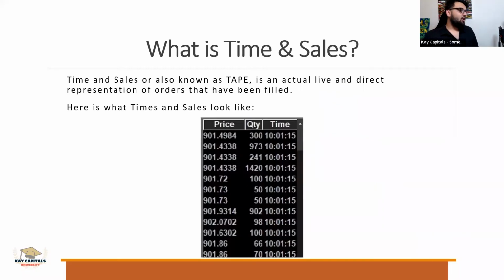Times and sales, also called tape, is actually a live and direct representation of orders that have been filled. So these are all the orders that have been filled. This is basically what times and sales will look like. Doesn't matter what broker you use. Somewhere like this, it will be shuffled, but these are the three most important things: price, quantity, and time. Right? Each order shows you the price executed. This is the price executed, this is the size executed, and this is the time executed.